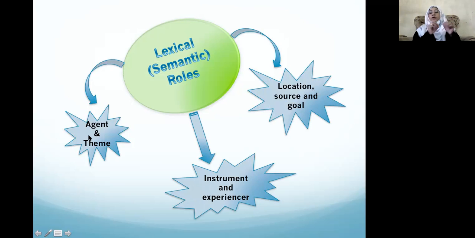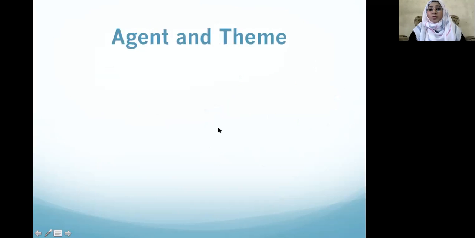Okay, in a sentence, what is agent and what is theme, that we will see. Then the other role is instrument and experiencer. The word can be either instrument or experiencer, or the word can show location, source, and goal. So it's not only three. Altogether there are so many roles that a word plays: agent, theme, instrument, experiencer, location, source, and goal. Okay, now what do all these words mean in a sentence? That I will tell you today. So first of all, we will see the difference between agent and theme. What is agent and what is theme?